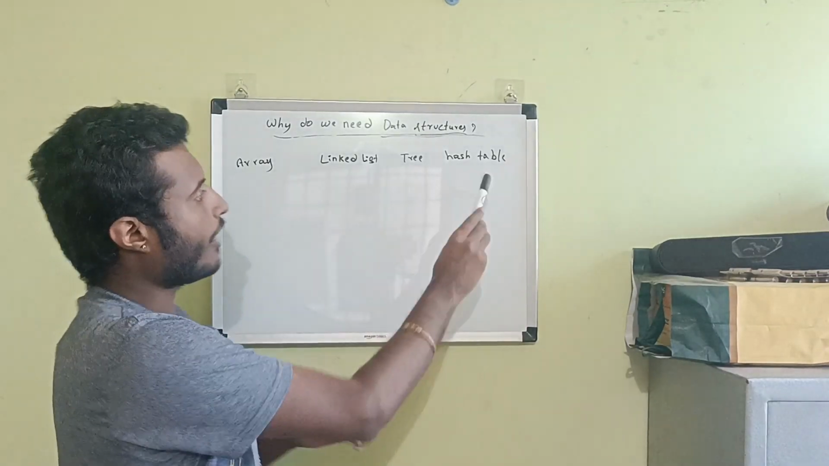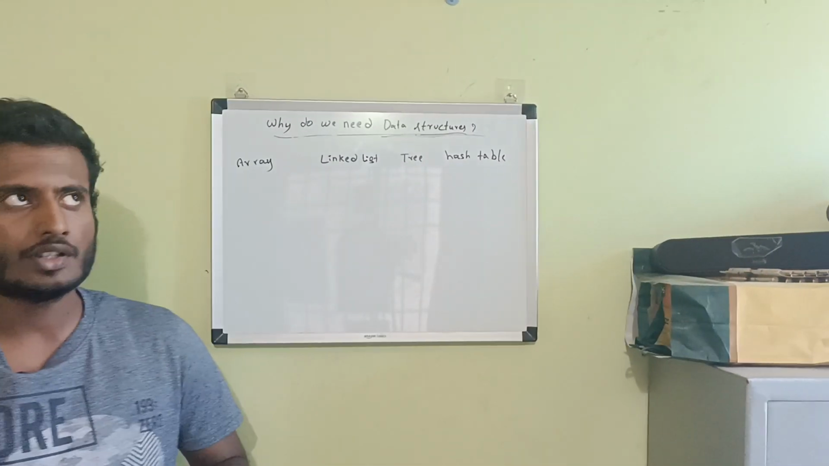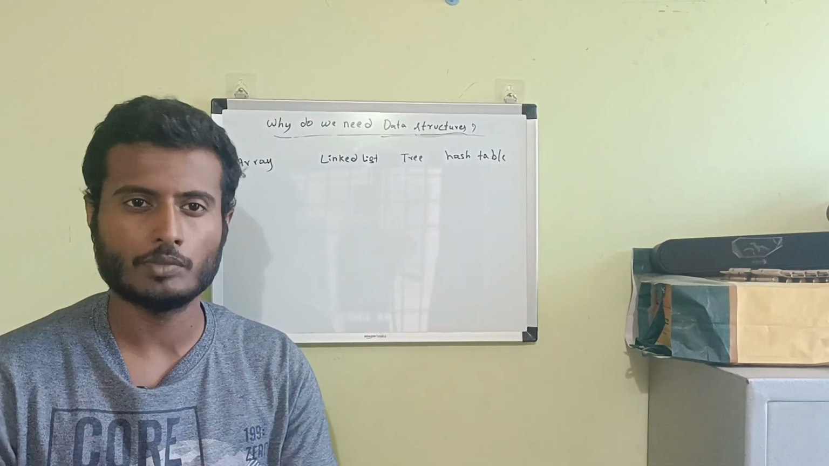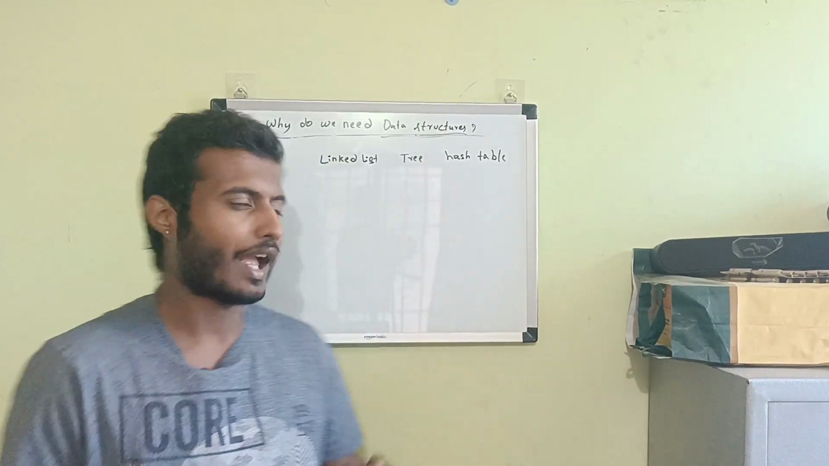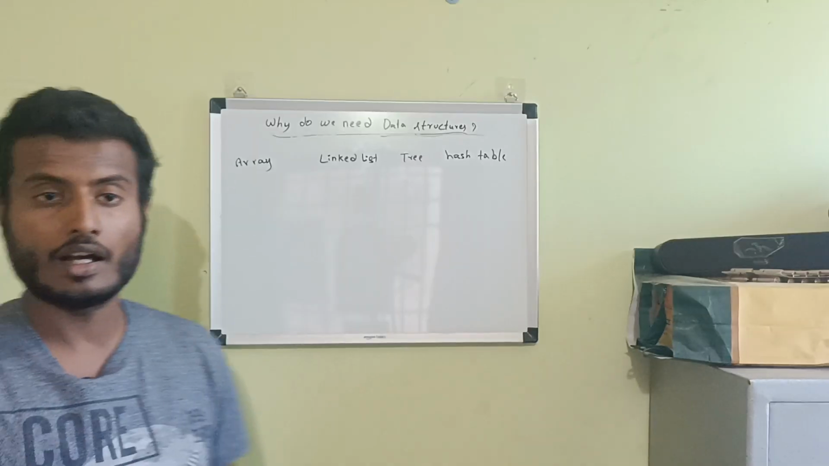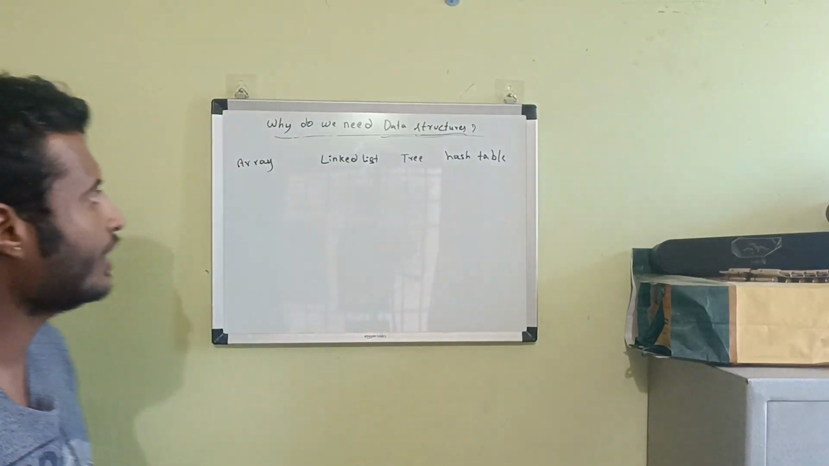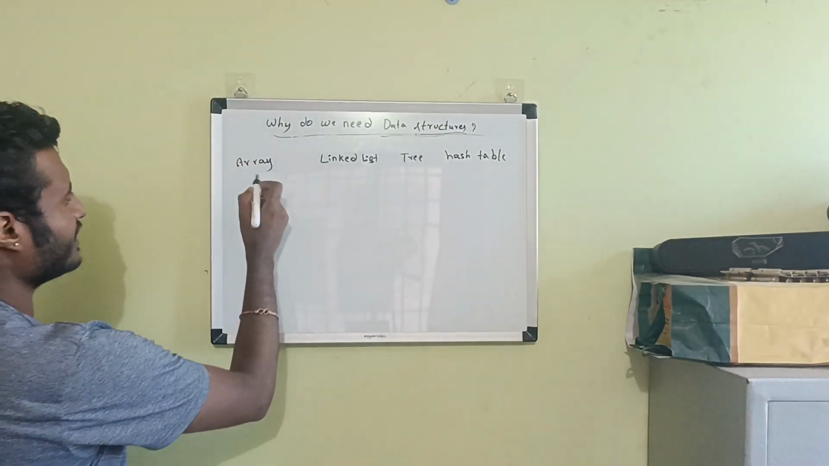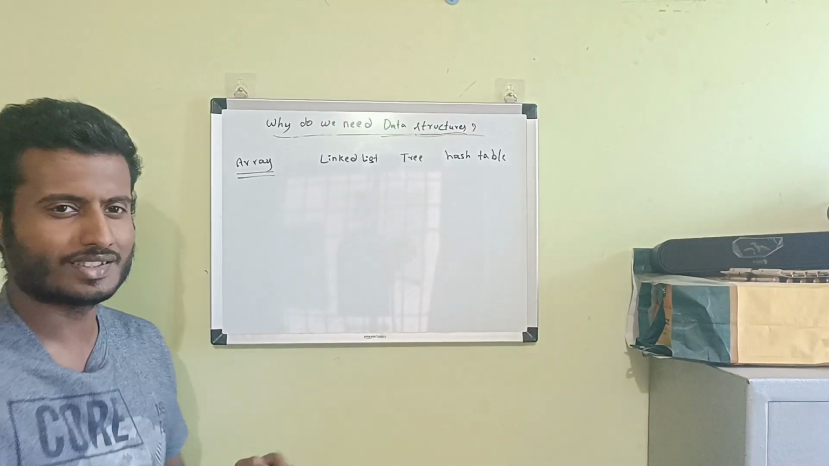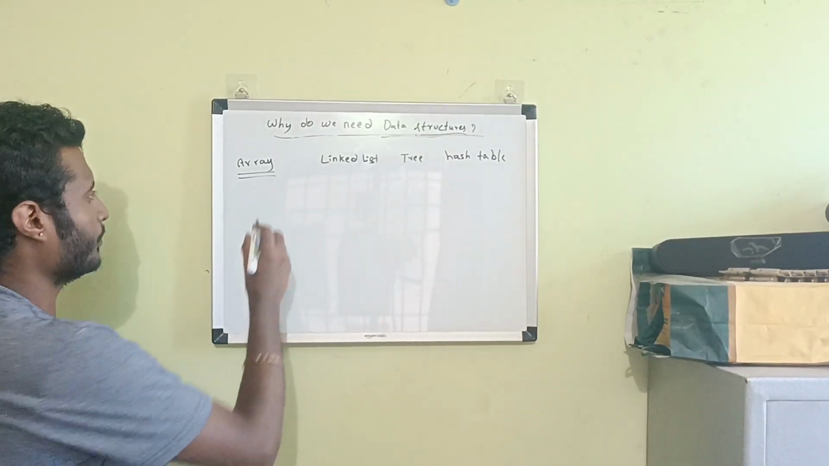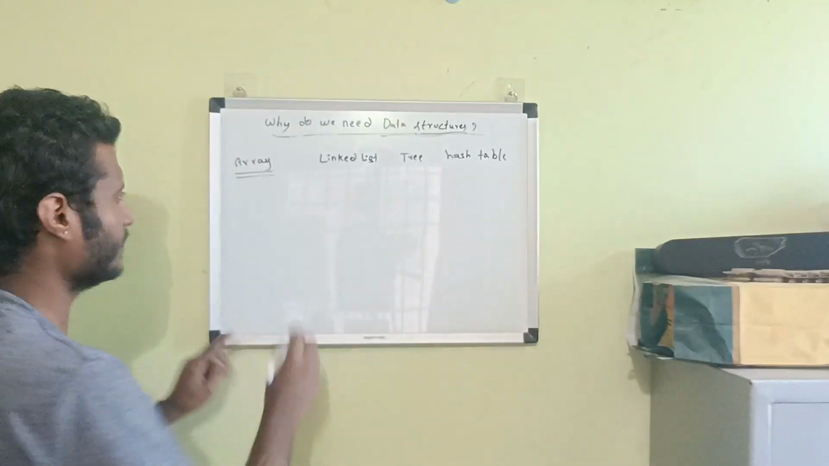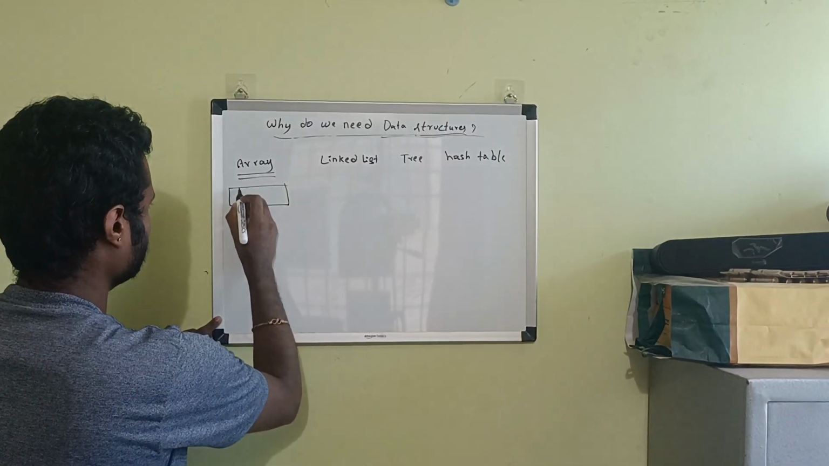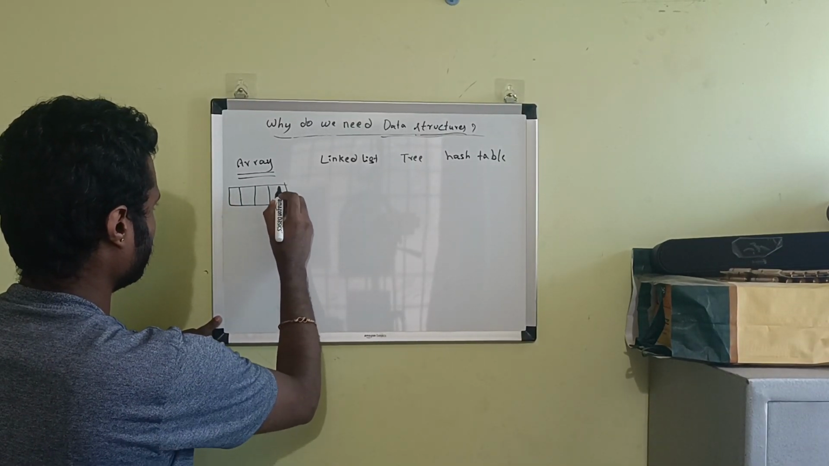So why do we have so many things to organize? Because we are dealing with different kinds of data and different kinds of problems. For that we have different kinds of data structures. So let's go one by one. So what is an array? What does it do? It's very simple. Just imagine there is a bookshelf. Imagine a bookshelf.